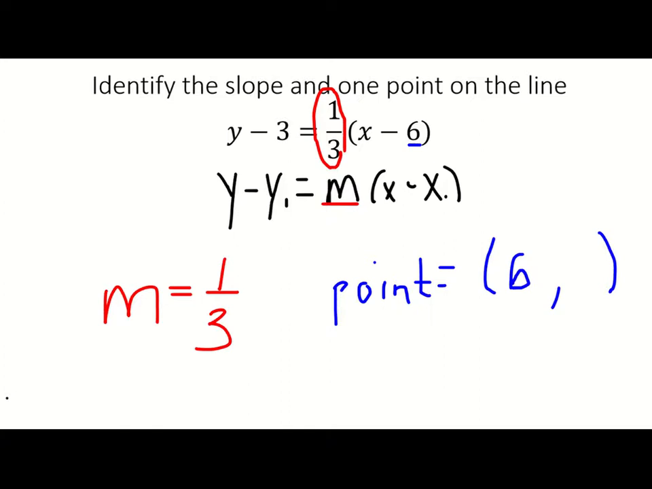Now the y value would be what follows y. Again, for the points, we're going to write the opposite sign of what we see, because there was already a subtraction in the original equation. So while it looks like a -3, it's actually a +3. So when I write the point, it's going to be the point (6, 3).